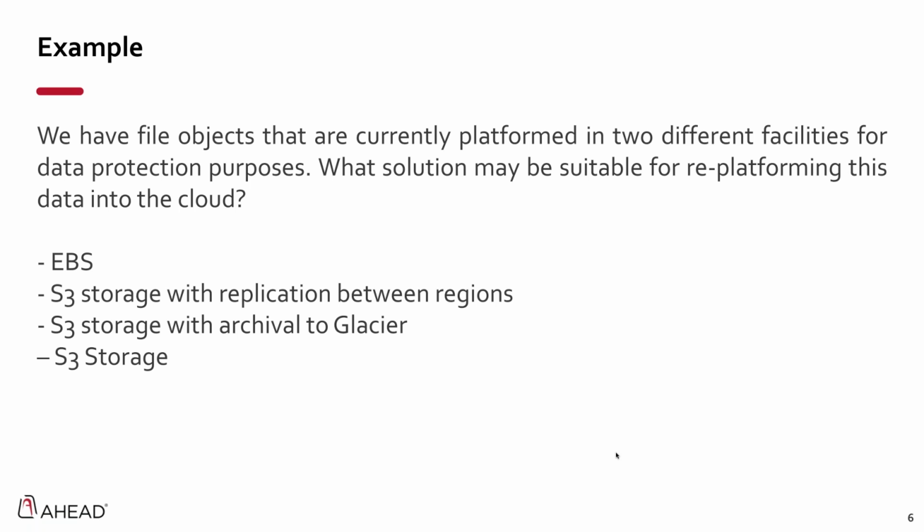So let's imagine that we have some file objects that are currently platformed on-prem in 2 different facilities for data protection purposes, right? What solution may be suitable for replatforming this data in the cloud? EBS, S3 storage with replication between regions, S3 storage with archival to Glacier, or just S3 storage? And it's a really interesting question and a really interesting group of answers, right?